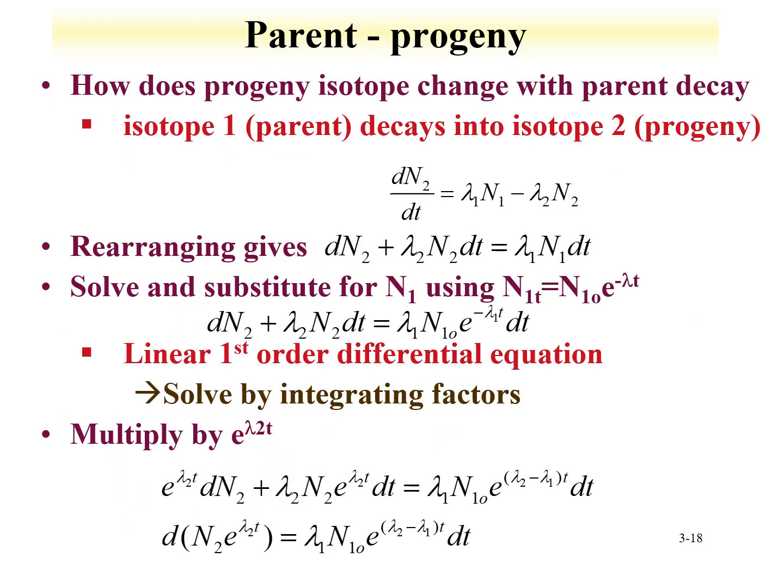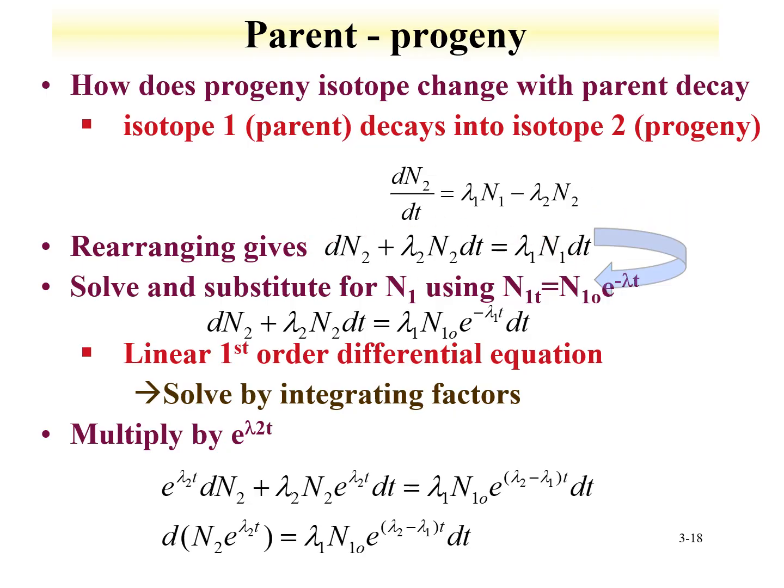Let's consider the case of a progeny isotope being produced from the decay of a parent isotope. So we have an isotope 1, and it decays into isotope 2. So the change of isotope 2 as a function of time is just equal to the decay of the parent producing a progeny isotope, and then any subsequent decay of that progeny isotope. We rearrange this equation, and we get this equation.